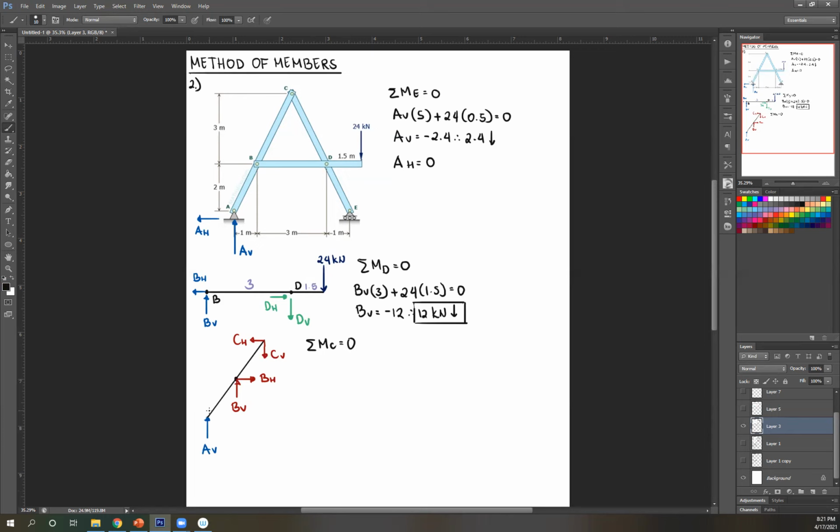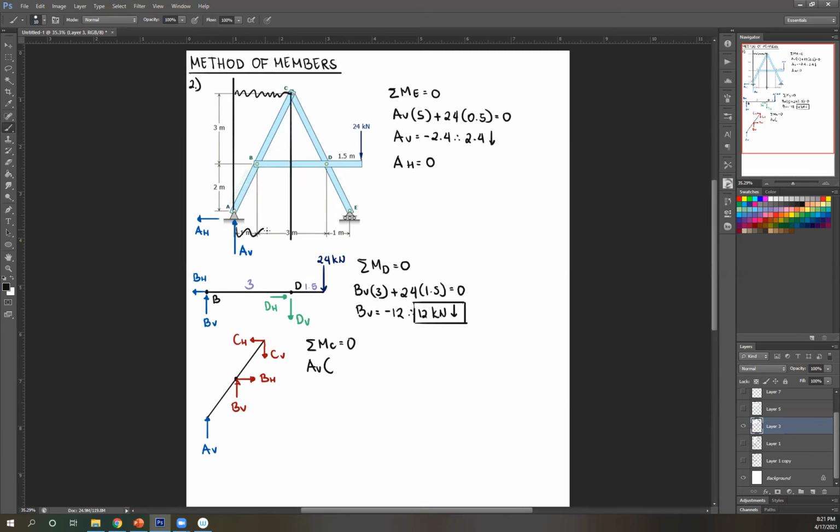So let's solve. Starting with AV, rotate that about C, that's clockwise, therefore positive AV. Next, get the perpendicular distance. To get the perpendicular distance, look at your original drawing. Extend your line of action for AV, and then this is the perpendicular distance from C.